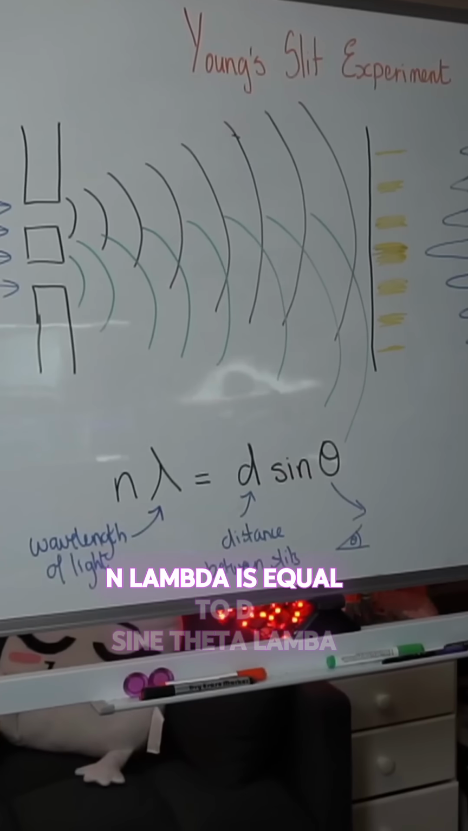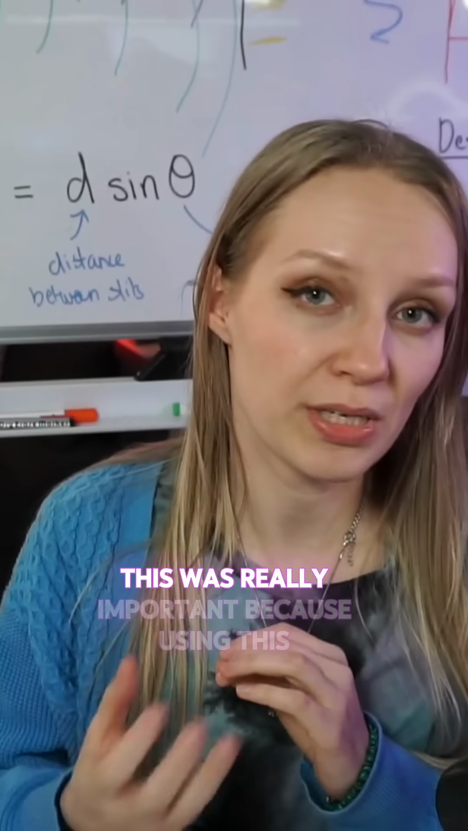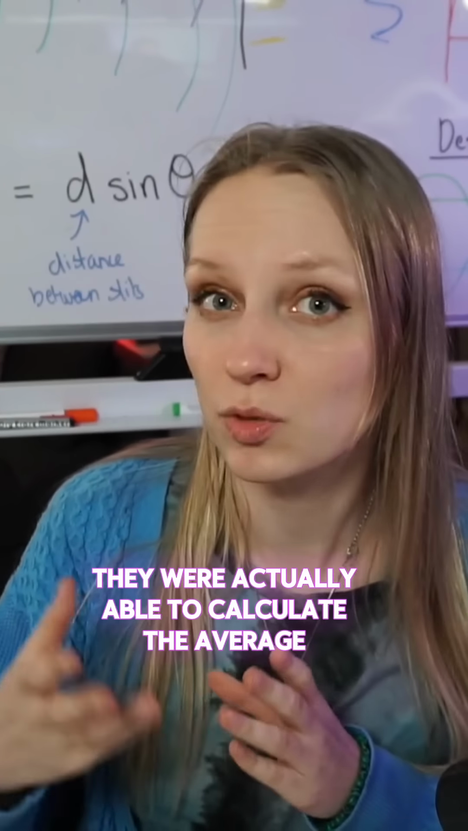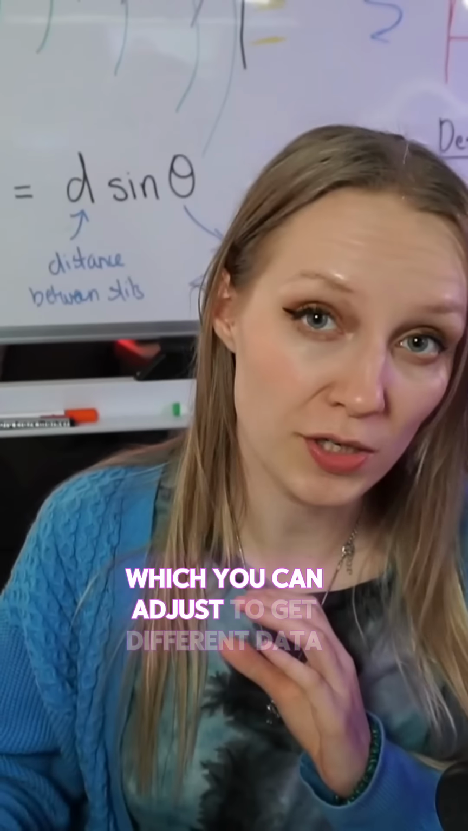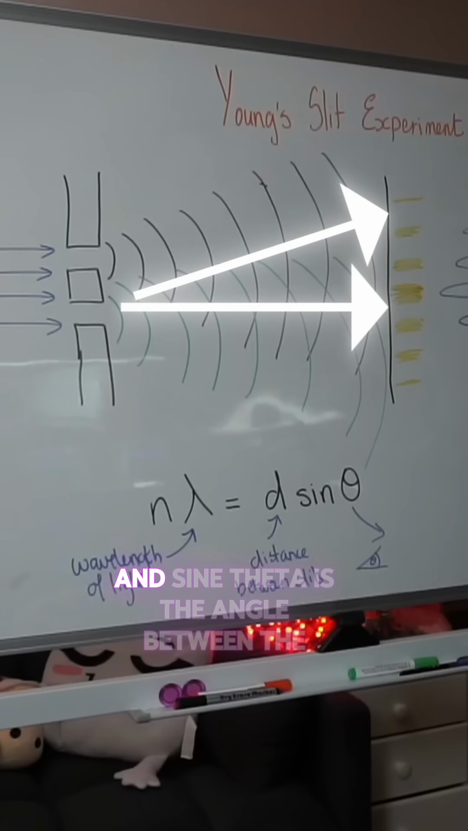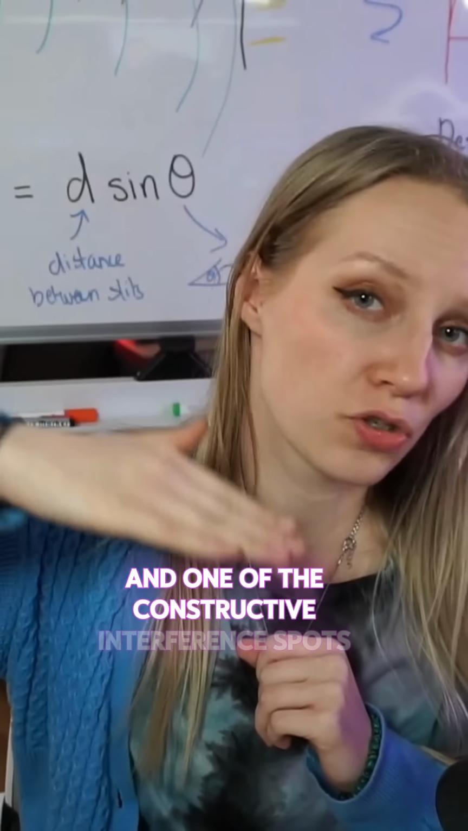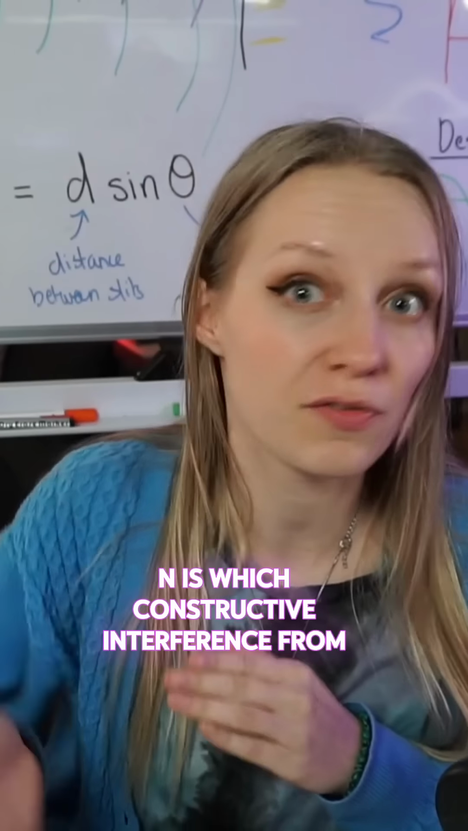N lambda is equal to d sine theta. Lambda standing for the wavelength of light. This was really important because using this experiment at the time, they were actually able to calculate the average wavelength of white light. D is the distance between the slits, which you can adjust to get different data. And sine theta is the angle between the normal and one of the constructive interference spots. N is which constructive interference from the normal you're in.